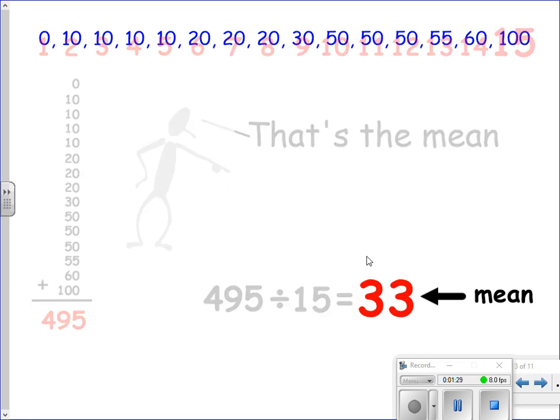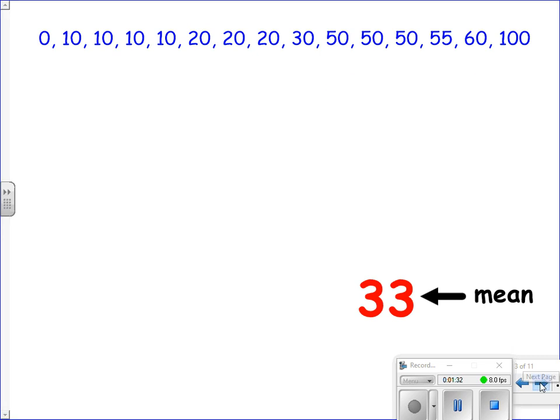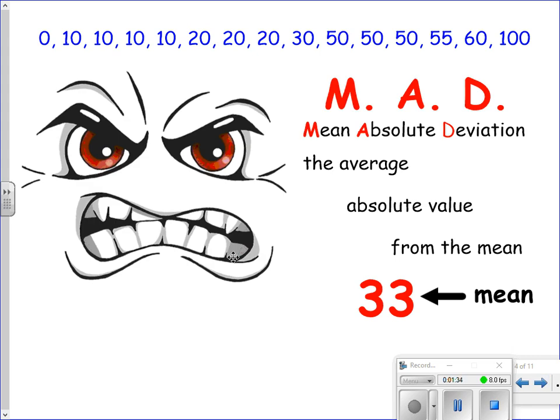But now we have to understand the mean absolute deviation, or MAD. All that means is the mean, which is the average, and the absolute deviation, the absolute value of the difference from that mean. How far each number is, how much it deviates from the mean. So we have our mean for this whole set of data, and we just want to now take an average of how far each one of these numbers is from that mean. That's all that MAD means, mean absolute deviation. Let's work an example.